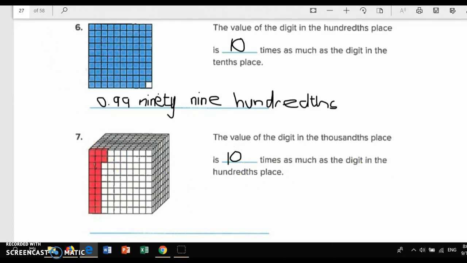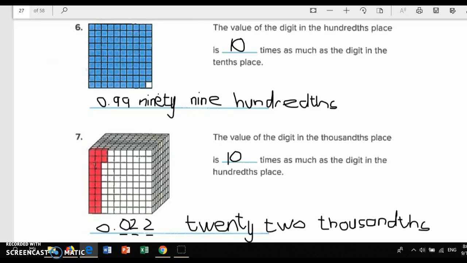Let's see how many do we have here. 0 point, remember we start with 3 digits. We have 10, 20, 2. So the 2 goes there, 20 goes there, and then we have a 0 there. It is 22 thousandths. There we go, 22 thousandths. Write it in.